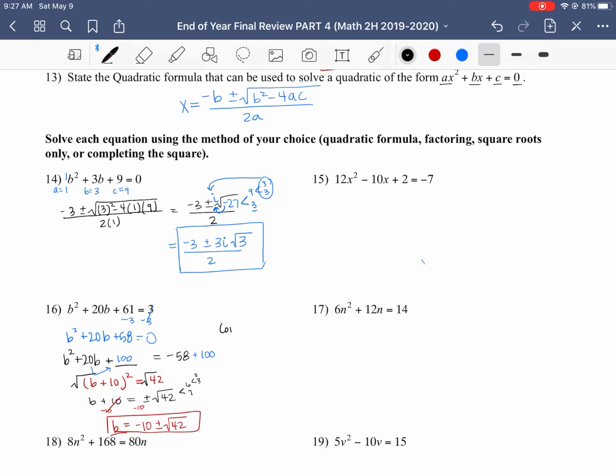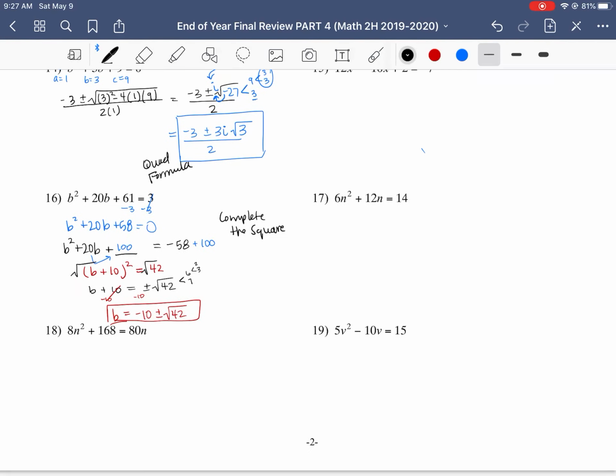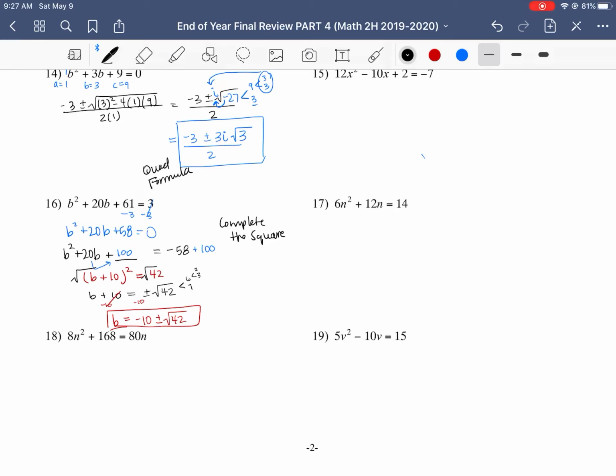Again, that one I just chose to complete the square. You could use the quadratic formula on that one, just simplify down. Again, this one we did the quadratic formula. This 16 we completed the square. And then looking at 18, let's see what's best on this one.